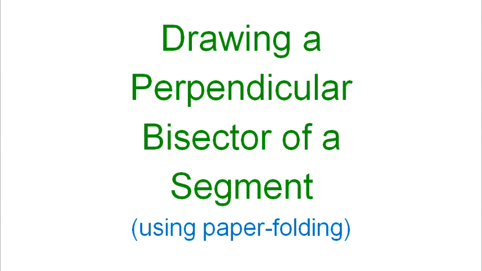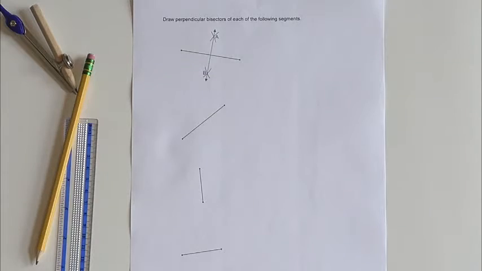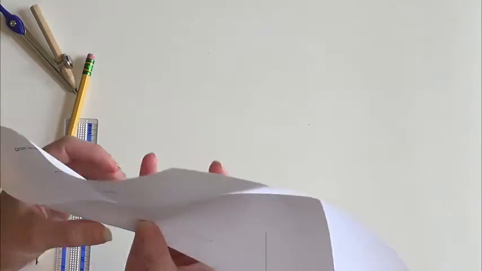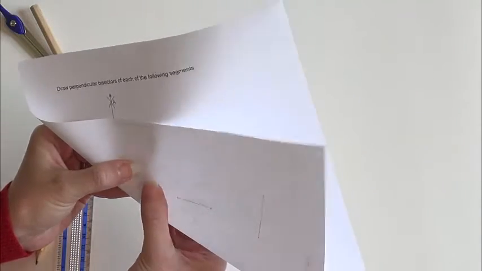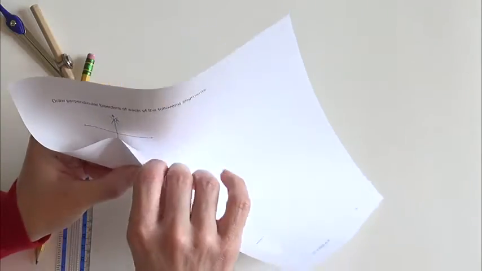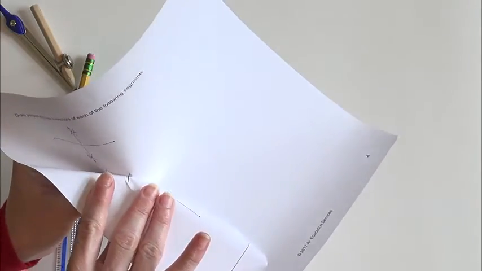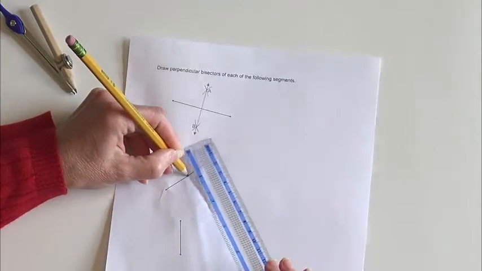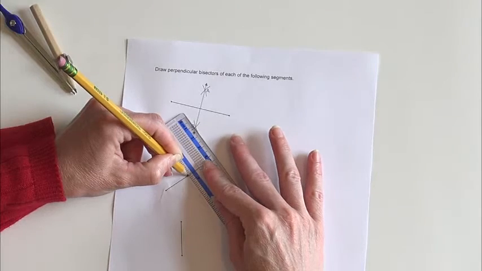We can also draw a perpendicular bisector of a segment by using paper folding. To use this technique, fold the paper so that the two halves of the segment perfectly overlap each other. The two endpoints must line up perfectly. After you get the two halves to line up perfectly, place a crease in the paper. Then draw your perpendicular bisector by following the crease in your paper.